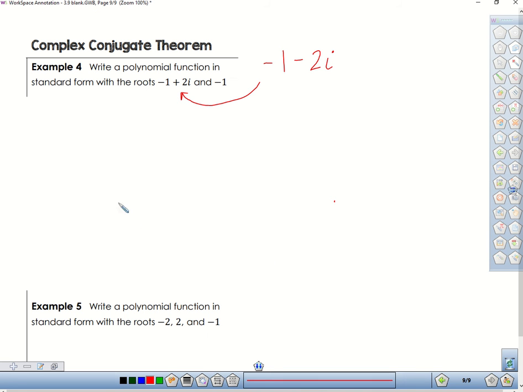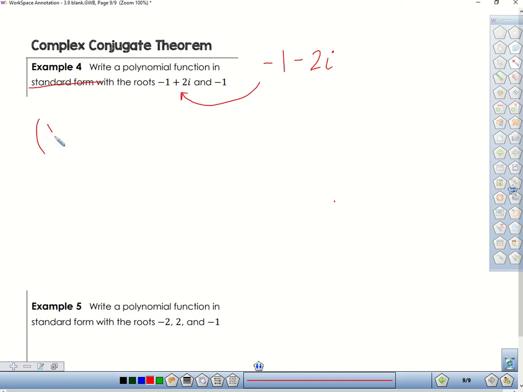And then we need to write a polynomial function in standard form. I'm sorry, I'm lagging, so it's hard to write. With the roots 1 plus 2i, negative 1 minus 2i, and negative 1.